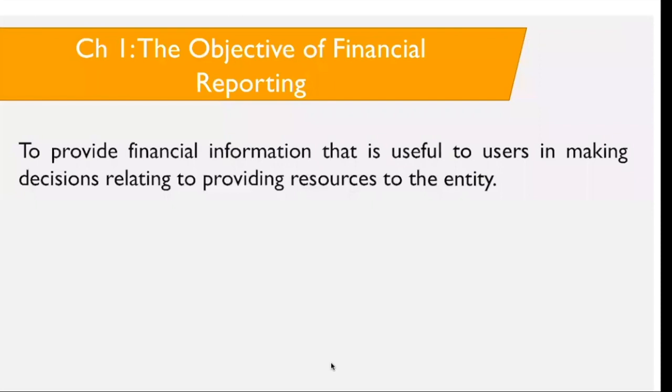When we talk about the objective of financial reporting, we talk about the purpose of financial reporting. A while back when we started our discussion, we already discussed what financial reporting is. Financial reporting is the provision of financial information that is useful for economic decision making. Now, financial reporting has two purposes. The first is the primary purpose, that is to provide financial information useful for decision making. The second purpose is to provide information regarding the stewardship of management.